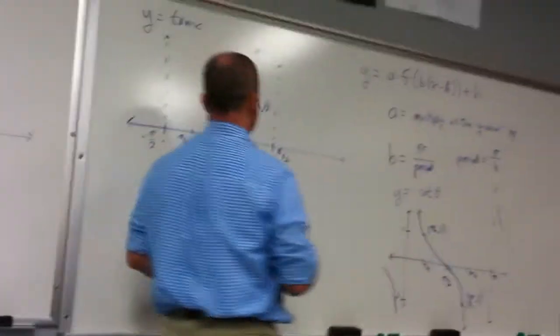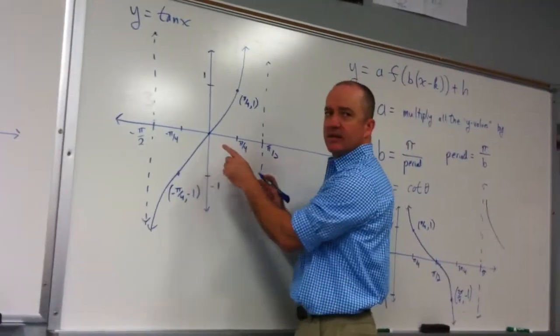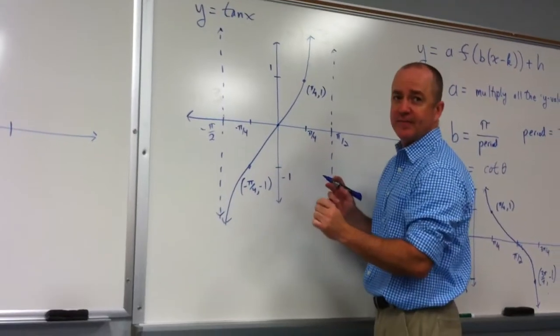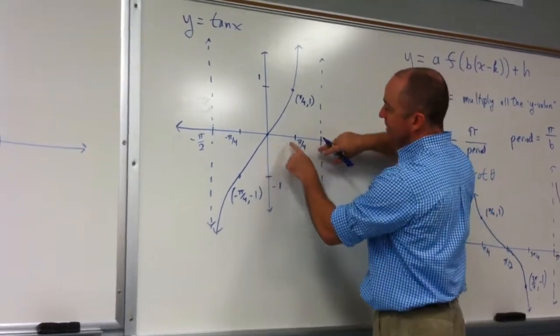Now, here's the way to picture this. The period is 3. Negative 0.5 to 2.5 is 3. I apologize, I got to rush, guys. I really want to finish this one.